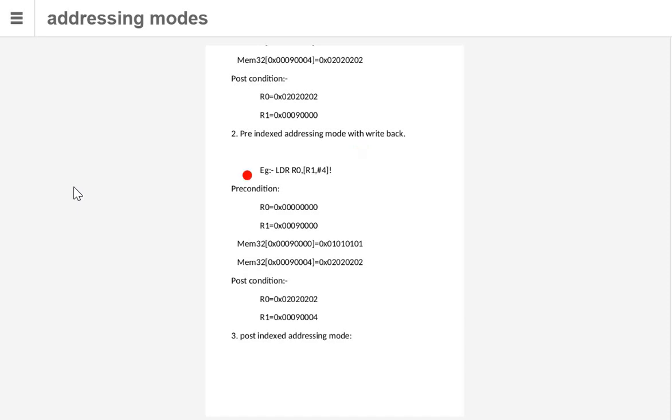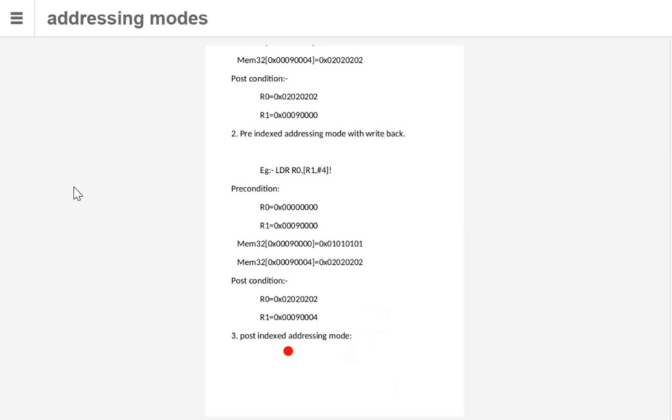Always remember in an example also, if you forget this exclamation mark, it means the example is wrong. Whenever it is with write back, it should always end with an exclamation mark, and that mark should be with the base register. Here the base register is R1 plus 4, so there you have to put the mark, right? So that is about pre-index addressing mode with write back.